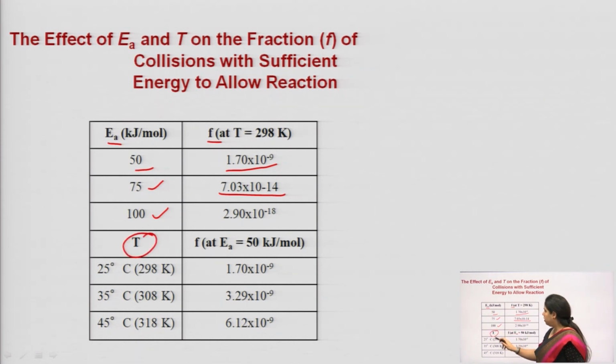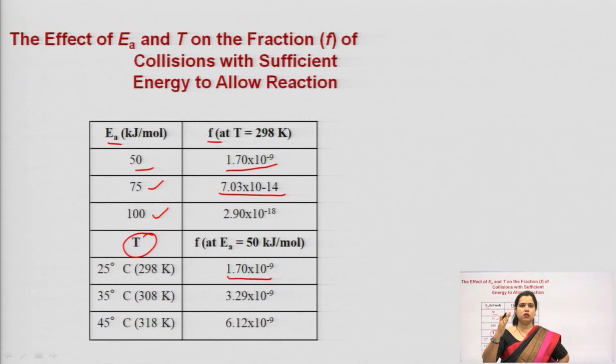So, how is it calculated? The fraction F at E A equal to 50 kilojoule per mole. In terms of centigrade, at 25 degree centigrade, the value will be the same. At 35 it is 3.29 and at 45 it is 6.12. So, we see that as the temperature is increased, the fraction of collisions with sufficient energy is also increased. So, we can say that the rate of reaction is increasing with the increase in temperature.